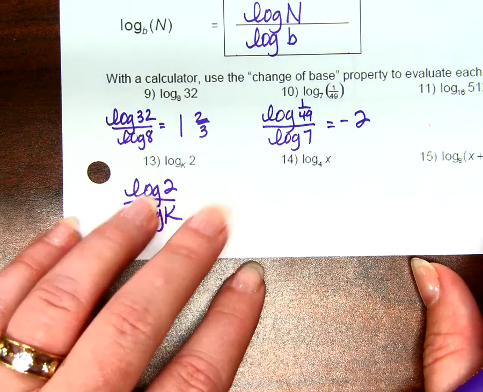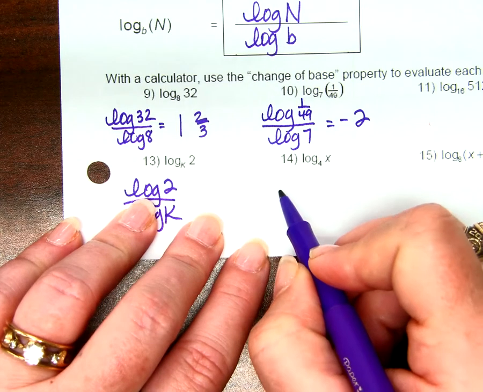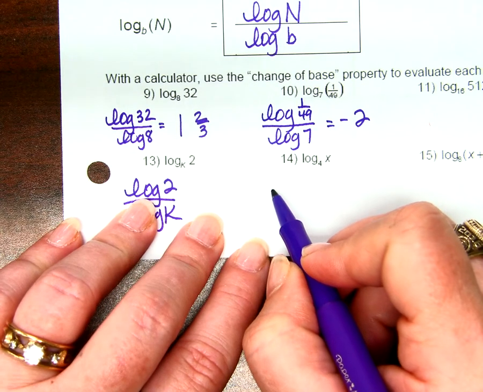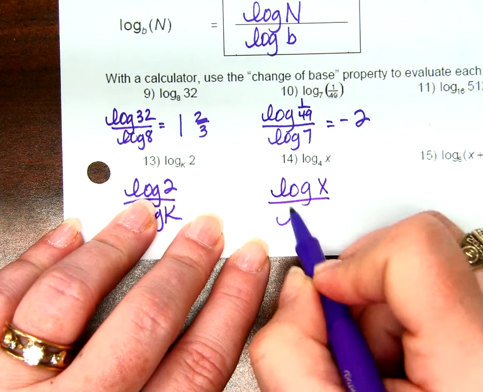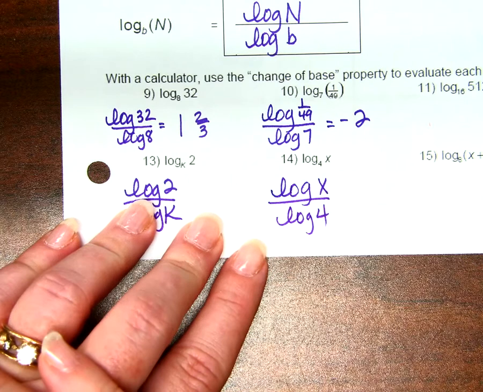What about 14? Same thing? Yeah, but we want to go ahead and write the change of base formula, right? So log of, excellent. Any questions? Okay. Next page.